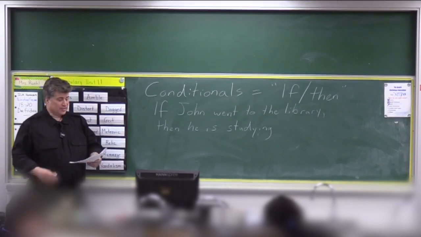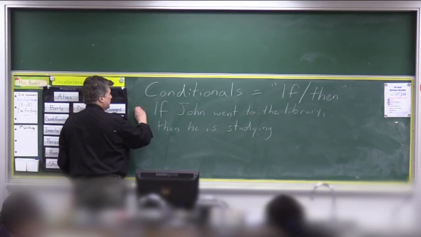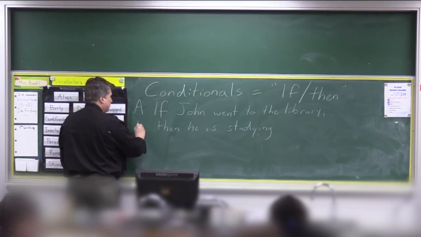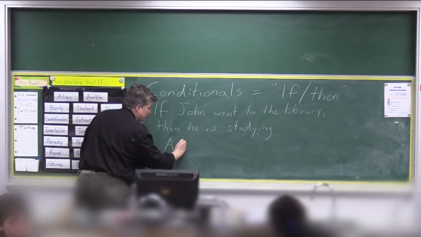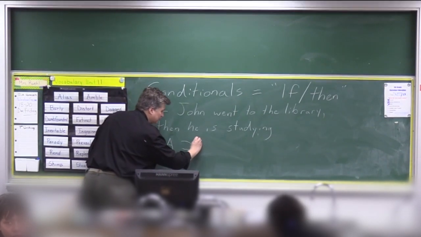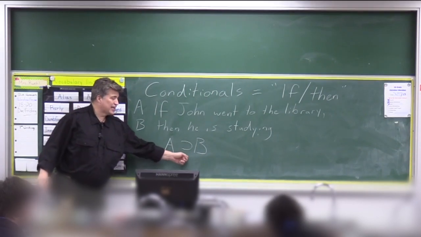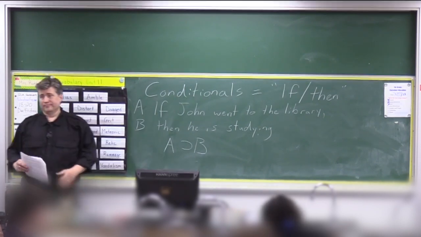So how do we symbolize this? Well, if we use the letter A to symbolize John went to the library, and B to symbolize he is studying, then it is A, sideways horseshoe, B. This means if A, then B. If John went to the library, then he is studying.